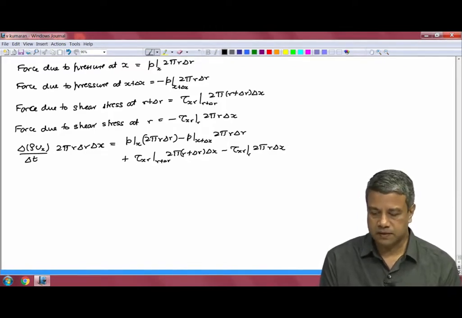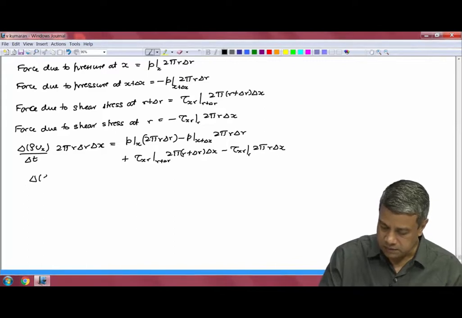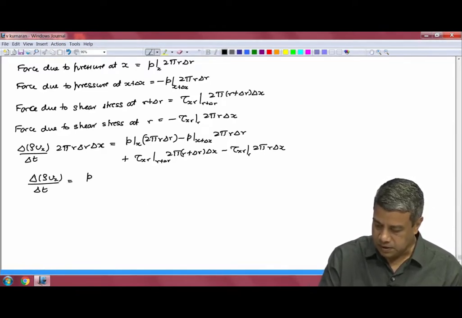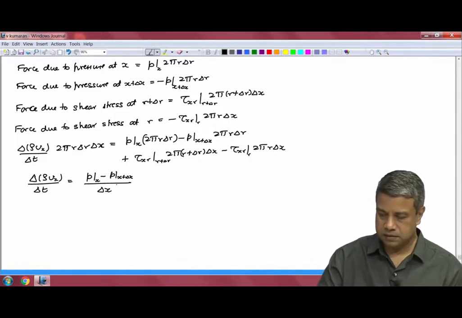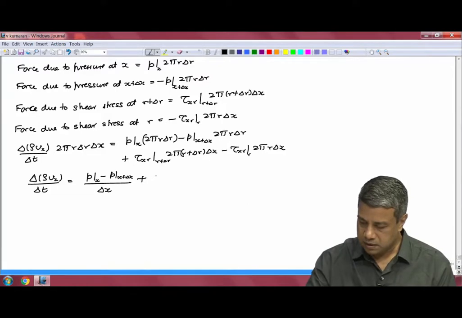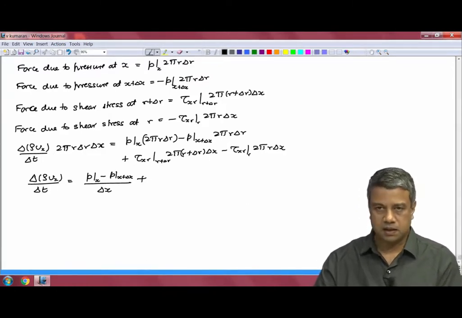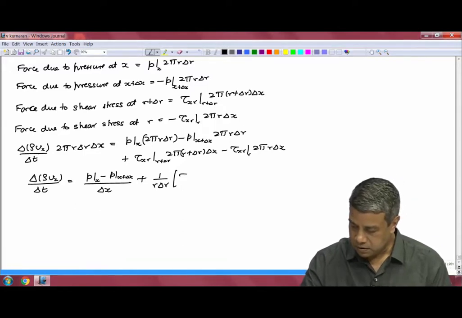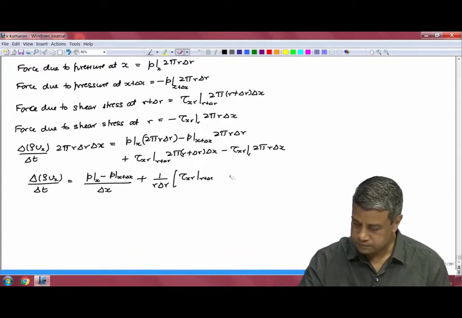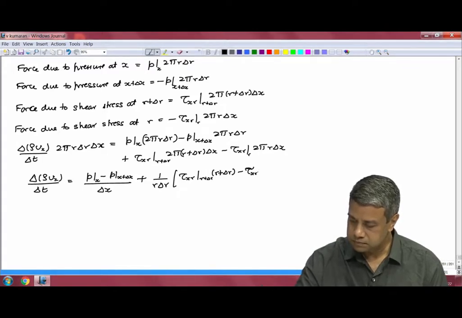To get the difference equation, you divide throughout by volume. For momentum transfer, you then get delta of rho V x by delta t equal to P at x minus P at x plus delta x, by delta x, plus, canceling out the 2 pi's and the delta x's, 1 over r delta r into tau x r at r plus delta r minus tau x r at r, times r.